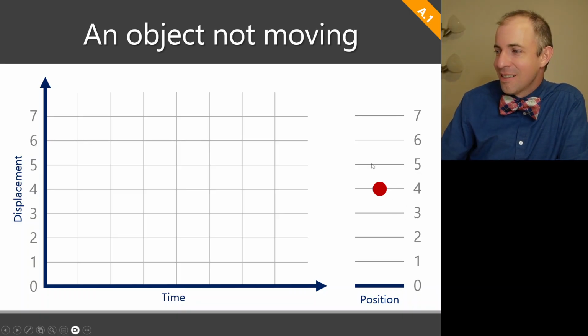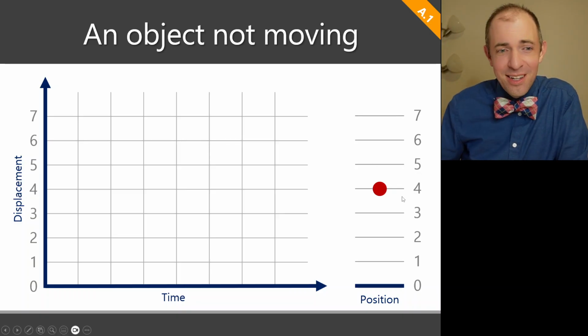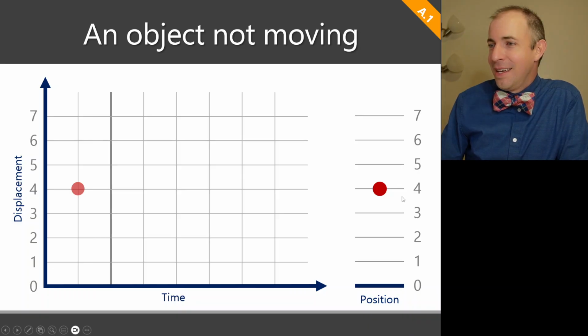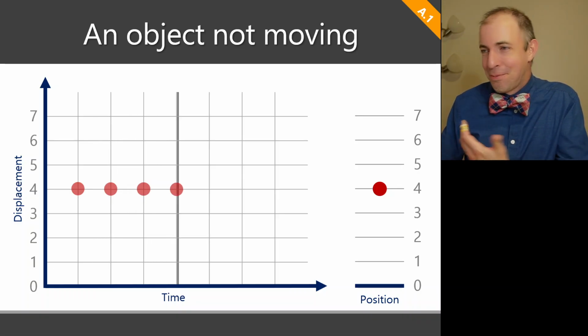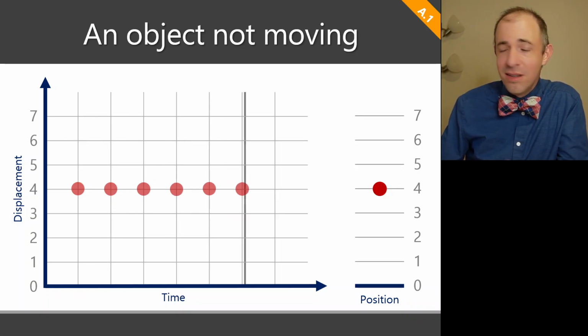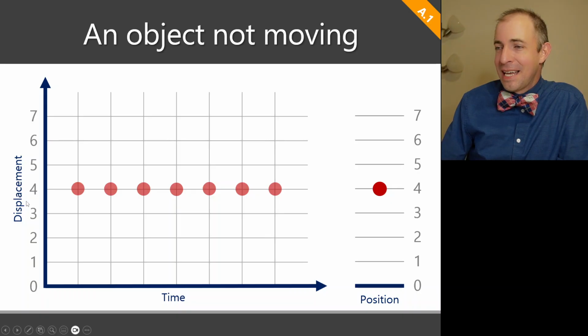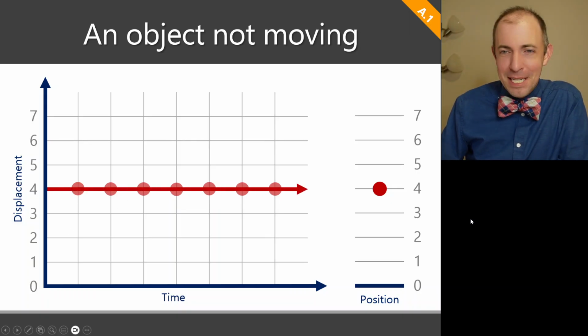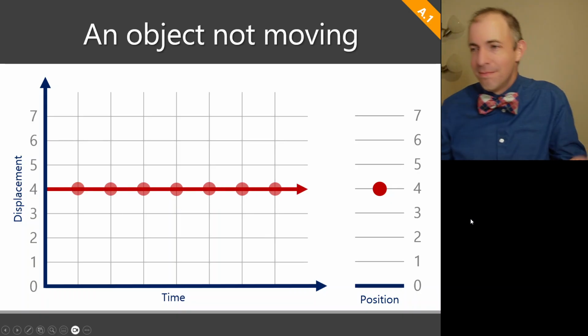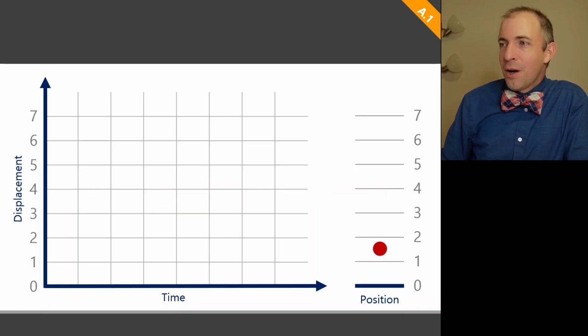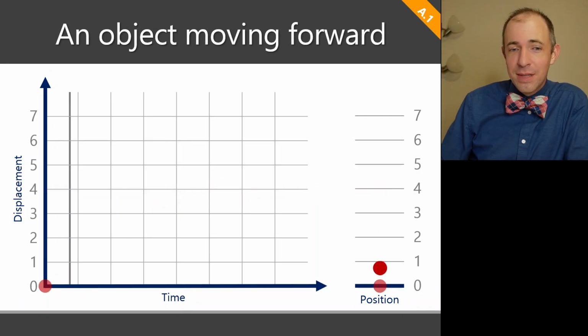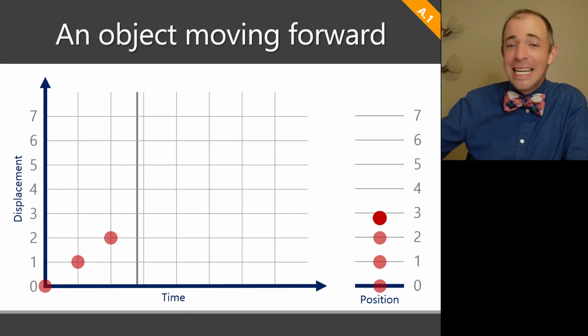Let's place it here at position mark 4. And if we look at it over time, it's always at the 4. It's a pretty boring motion. It's not moving at all. So our displacement graph basically says at any time, my displacement is 4. Its position is 4.